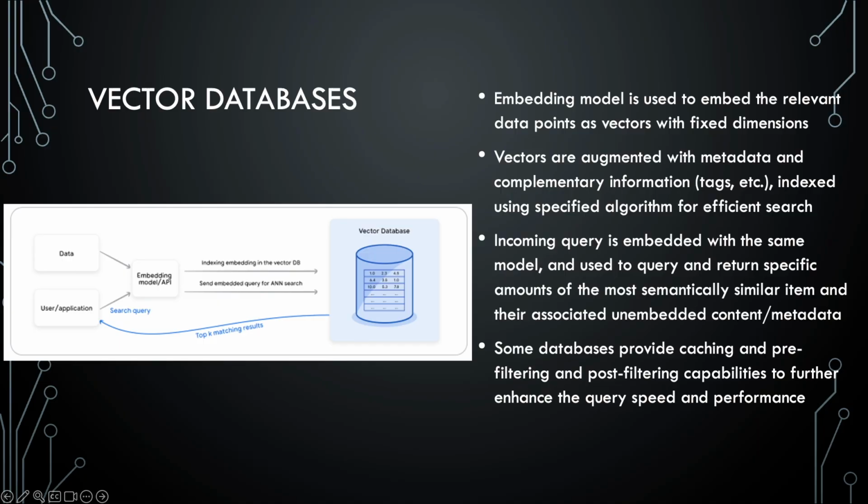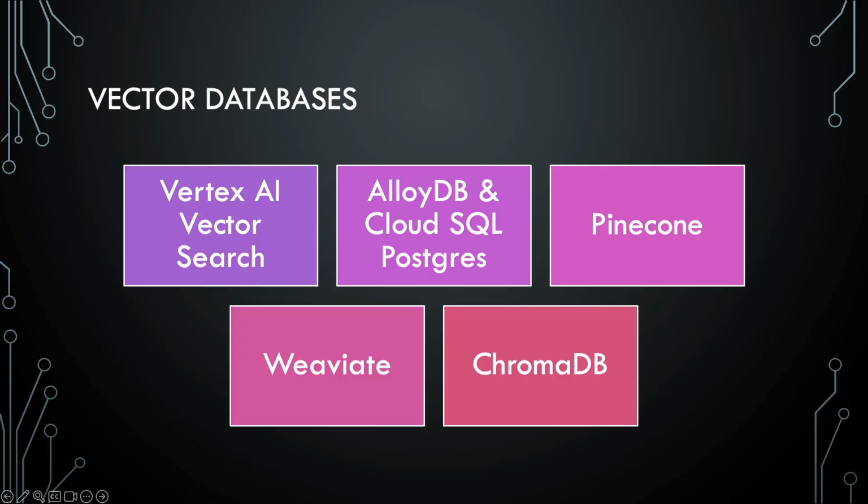Vector databases will often let you choose between a small number of pre-shipped vector search algorithms for this query. Some databases provide caching and pre-filtering and post-filtering capabilities to further enhance the query speed and performance. Vector databases have surged in popularity over the last several years. There are both closed source, platform as a service vector databases, and also open source vector databases.